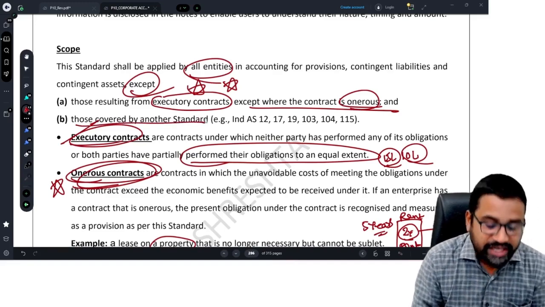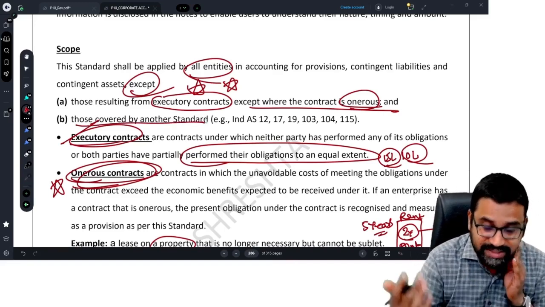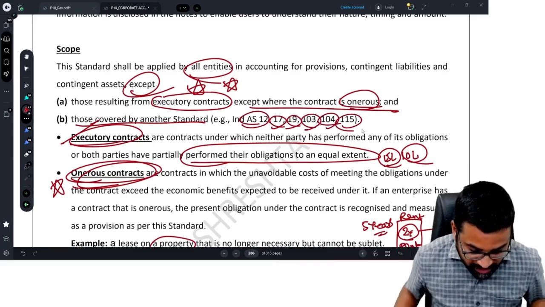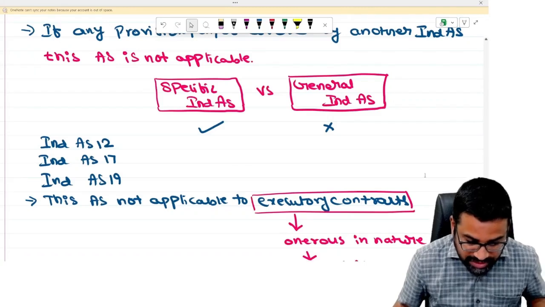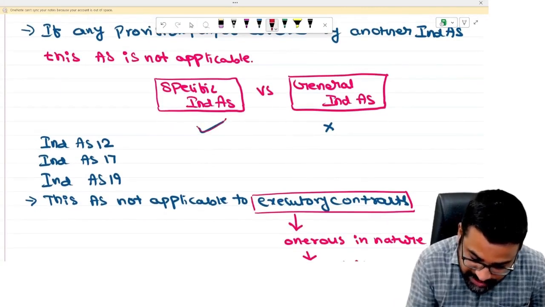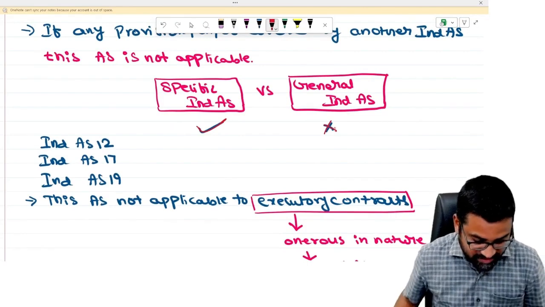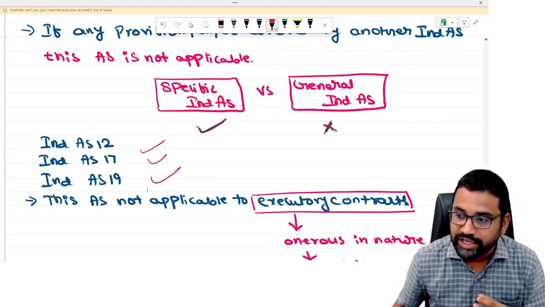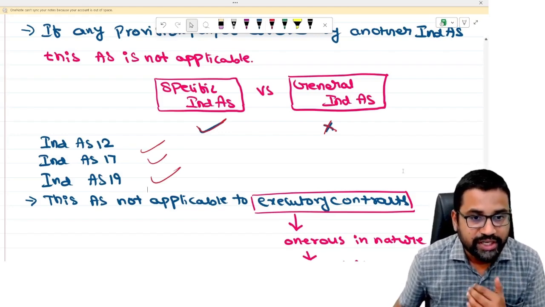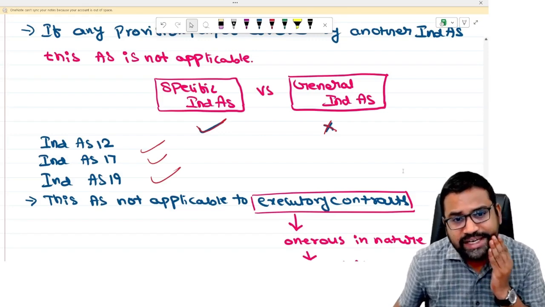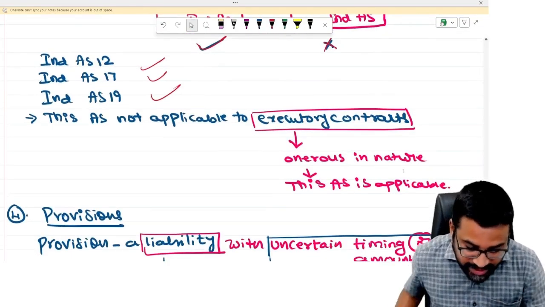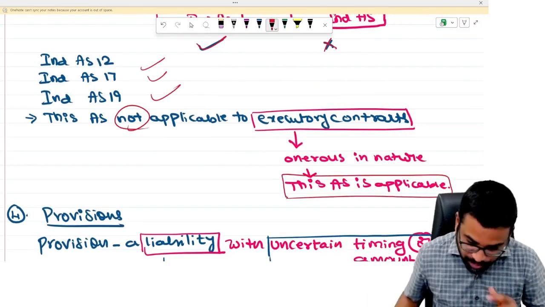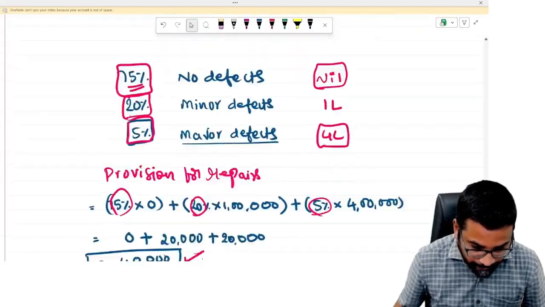And any provisions, contingent assets, contingent liabilities, if covered under another standard, for example Ind AS 12, 17, 19, 103, 104, 115, follow that. I told you, if there is a specific Ind AS, follow that. Don't follow the general one. For example, Ind AS 12, Ind AS 17, Ind AS 19, relating to leases. Any provisions we need to create, if there is a specific standard, follow that standard. And this standard is not applicable to executory contracts. If it is onerous in nature, this standard is applicable. This point I covered.